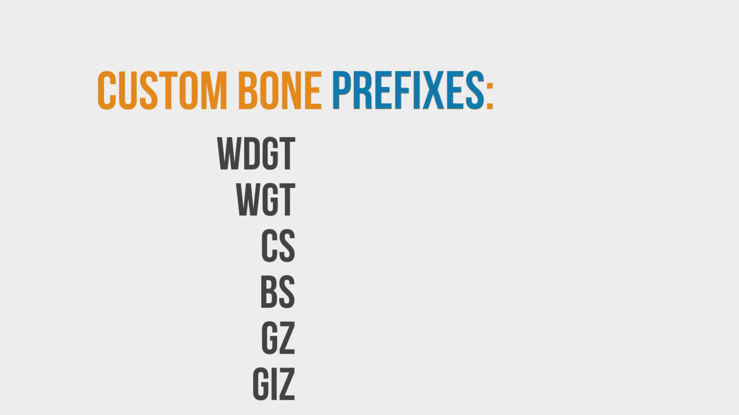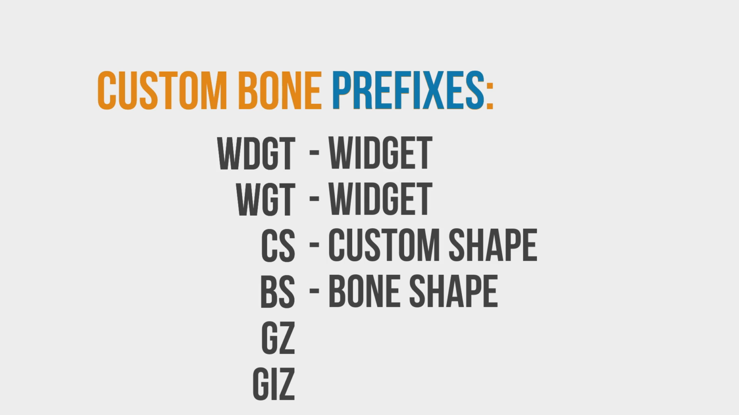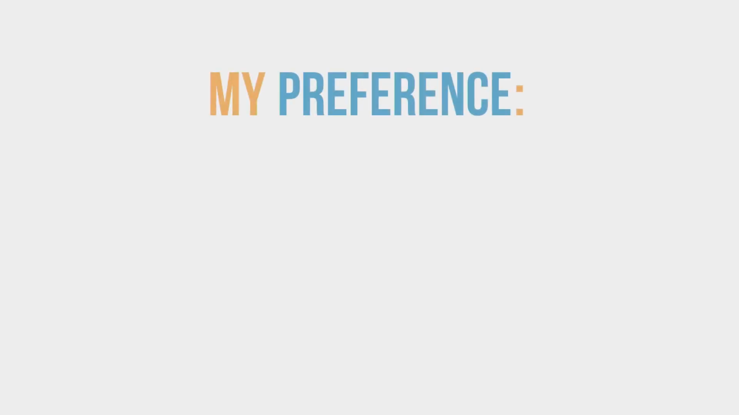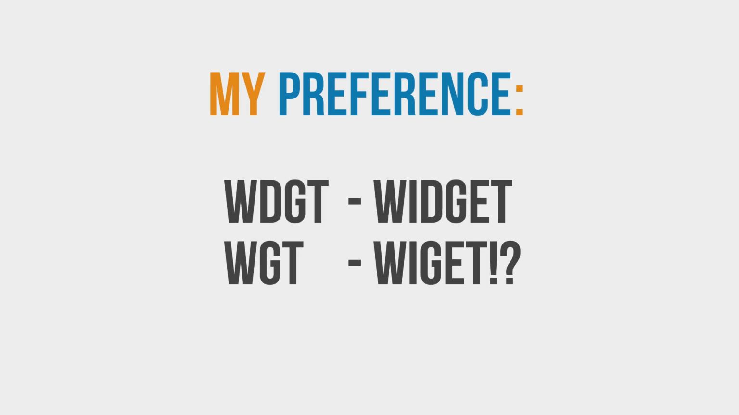Now there's many different naming conventions that you can choose. Here are some of the ones that I've seen here. They'll be short for widget or custom shape, bone shape, or gizmo. I'm sure there's others. I actually prefer the widget, spelled WDGT. That's my prefix that I like to add to my shapes, because to me, that looks like the abbreviation of widget. Whereas the WGT just looks like Wiget to me, and that really freaks me out. But you can call your widgets whatever you like.